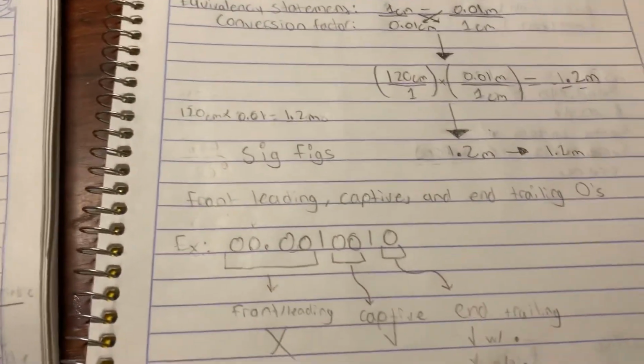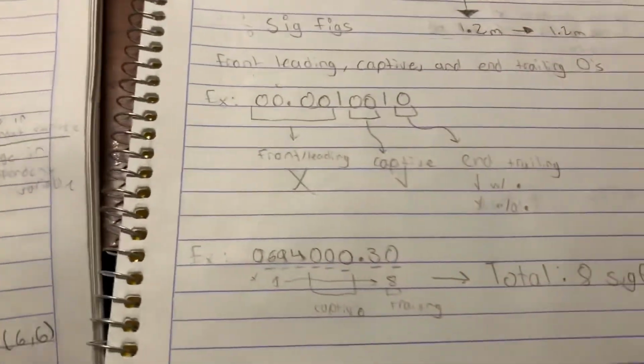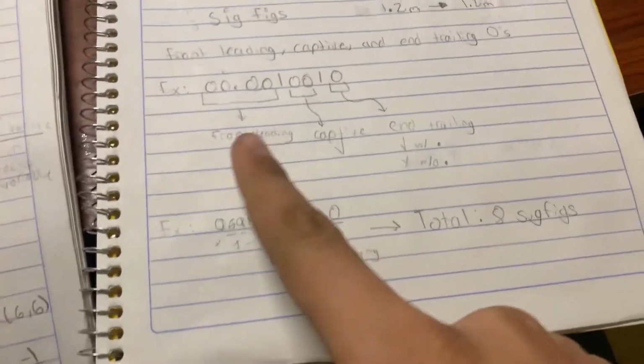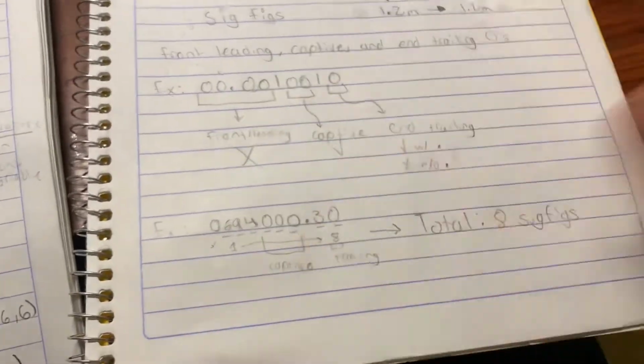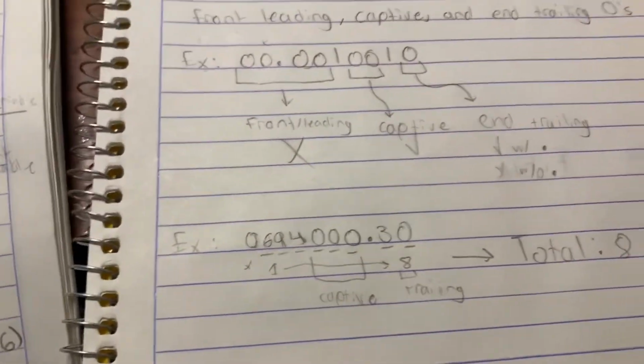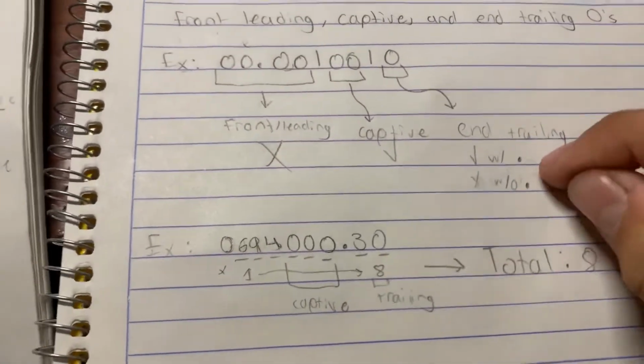We're not done just yet because we have to look at sig figs. So let's learn a little bit about sig figs, specifically the zeros. The front, leading zeros, they don't count at all. You never count them. The captive zeros, we do count because they're in the middle between two numbers, and the trailing zeros, we count only if we have a decimal. If not, then we don't.